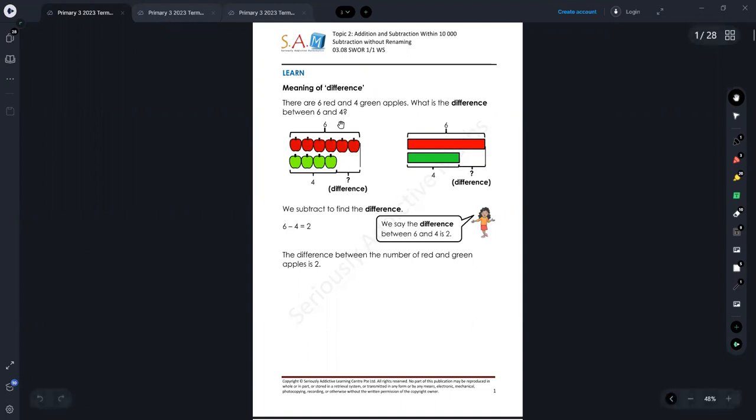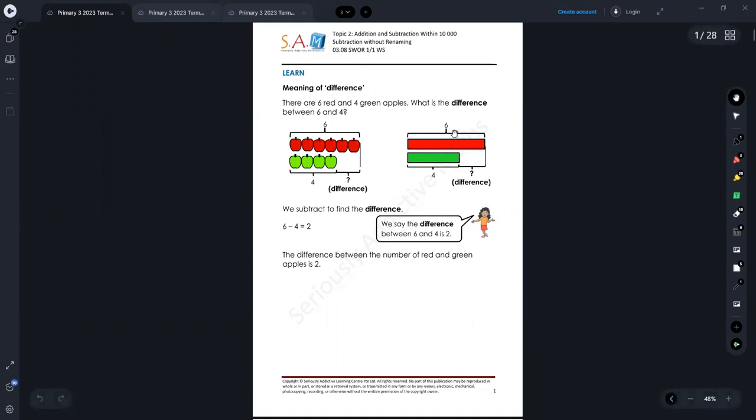For this week, there are 3 booklets, but don't worry, the last booklet is only to be done in class if there is time, right? Provided that you've completed booklets 1 and 2. So let's start with booklet 1. The topic is on subtraction without renaming.